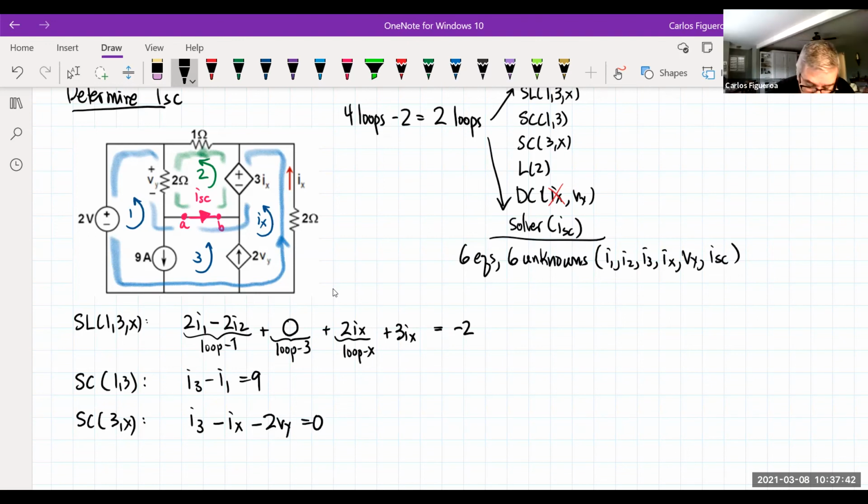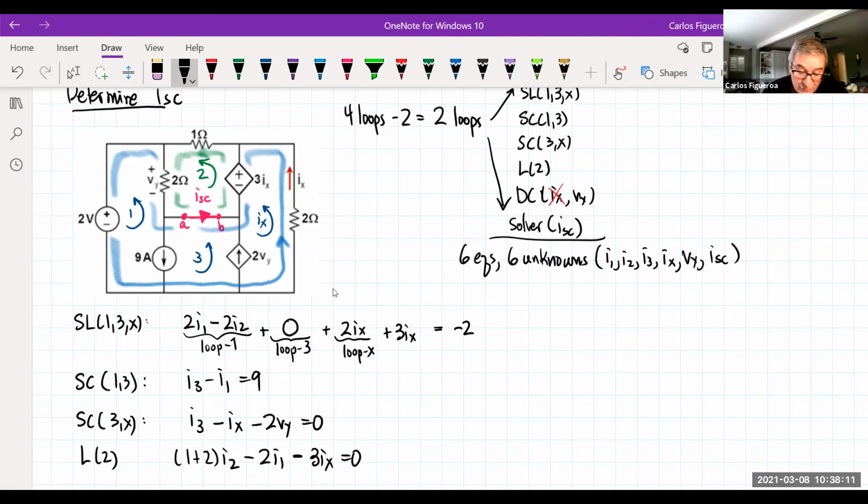So then I'm going after loop 2 now. If I look at loop 2, I see I have 2 resistors. So I'm going to get 1 plus 2. And then I have a mutual with loop 1, so it's got to be 2I1. And then what about sources here? There's one source. Note that that's a negative, but because that's a dependent, I write it on this side. And I get 3Ix equals 0.